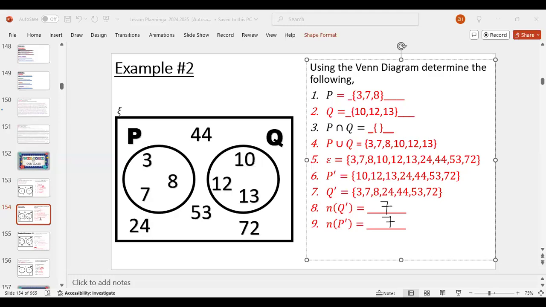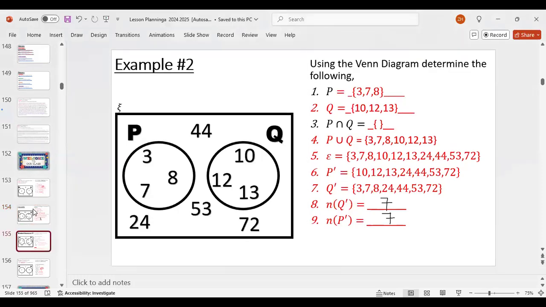So do the quiz for me. Alexander Pintard, are you doing the quiz? Yes, sir. That's good. What number are you on? Number 3. Lenice, are you doing the quiz? Yes, sir. Okay, that's good.